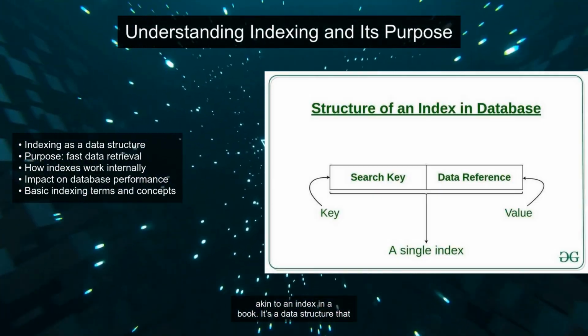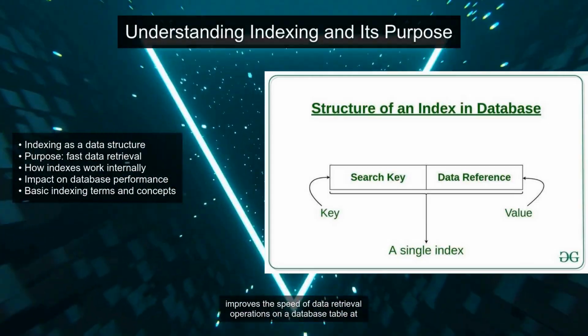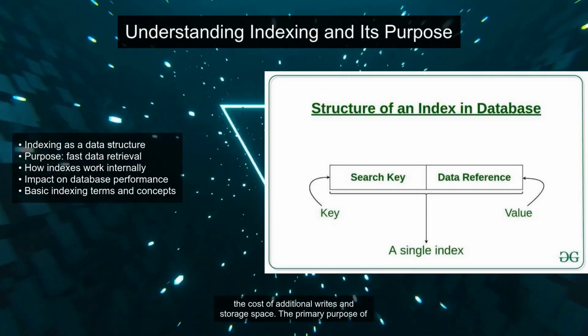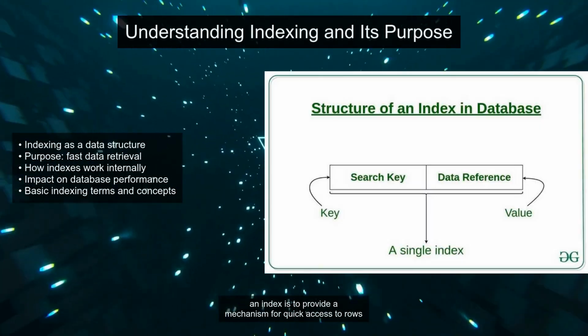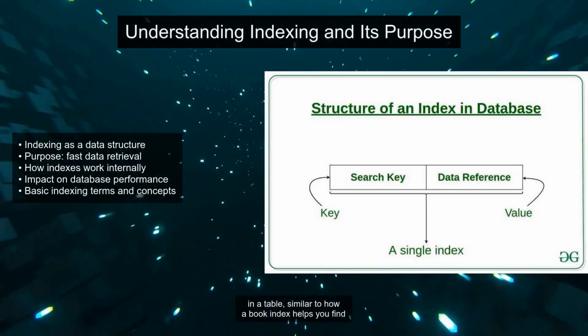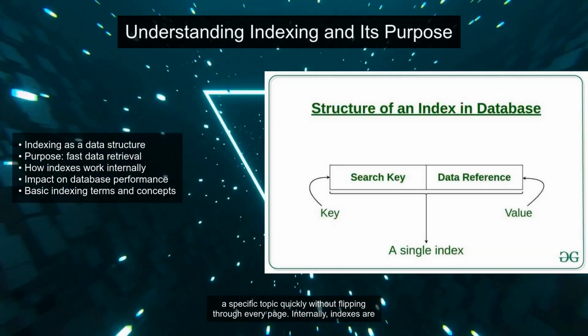Indexing in databases is akin to an index in a book. It's a data structure that improves the speed of data retrieval operations on a database table at the cost of additional writes and storage space. The primary purpose of an index is to provide a mechanism for quick access to rows in a table, similar to how a book index helps you find a specific topic quickly without flipping through every page.